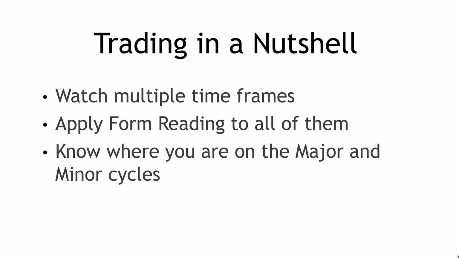But then, once you've applied your form reading to those timeframes and you know where you are in your major and your minor cycles, Gann said there's always a major and a minor, and a positive and a negative and a neutral. But once you know where you are, it's time to take smart trades. And that's all that I've done on this Australian dollar trade. I did take the trade. I don't think it's going to be a ripper. Maybe I'm wrong.